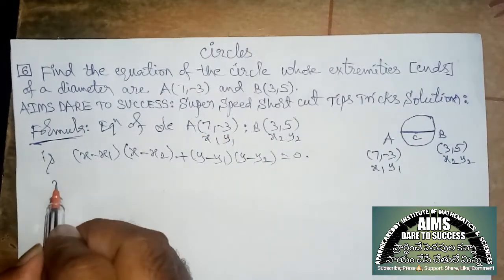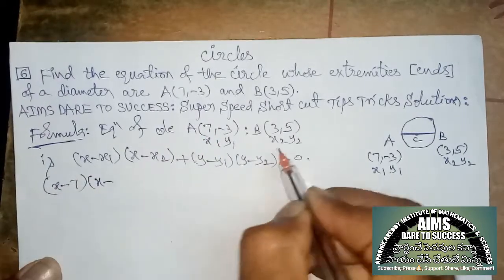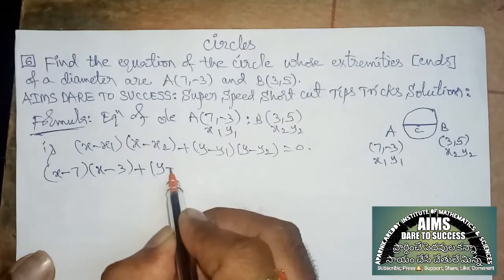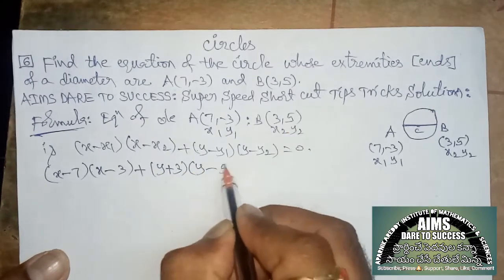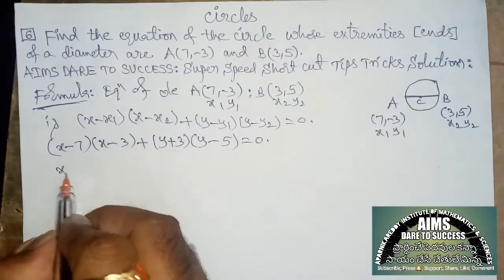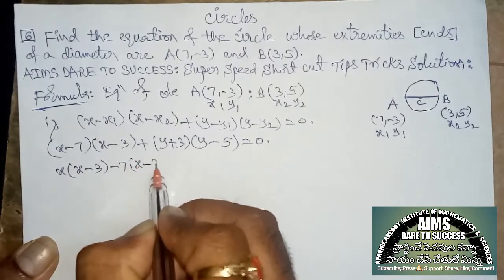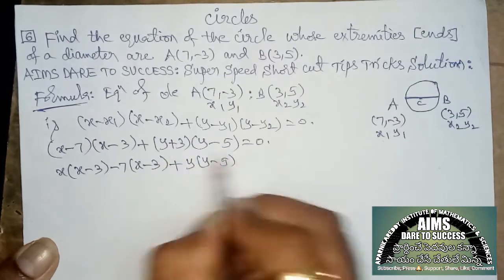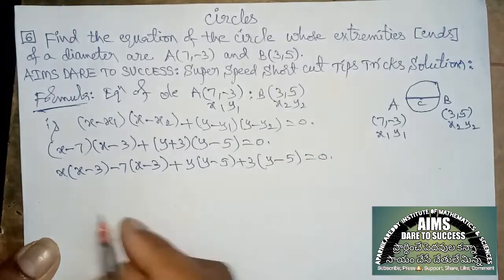Normal simplification, substitute. We get (x - 7)(x - 3) + (y + 3)(y - 5) = 0, since y1 value is -3, so minus of minus is plus 3, and y2 value is 5. Next, normal simplification: x into (x - 3), minus 7 multiply inside, minus 7 into (x - 3), plus y multiply inside, y into (y - 5), plus 3 into (y - 5), is equal to 0.